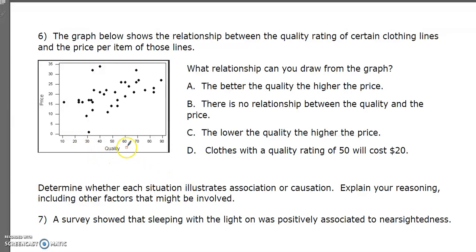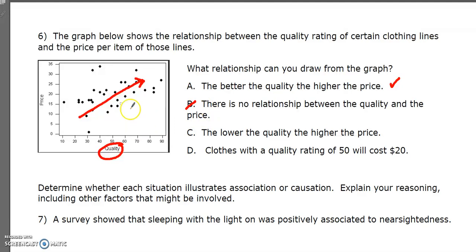So again, here's my quality down here. So as this is increasing, this would be increasing, and it kind of looks like that's what's happening. So maybe that's it. Let's keep going. It says there is no relationship between the quality and the price. And I don't believe that would be it.